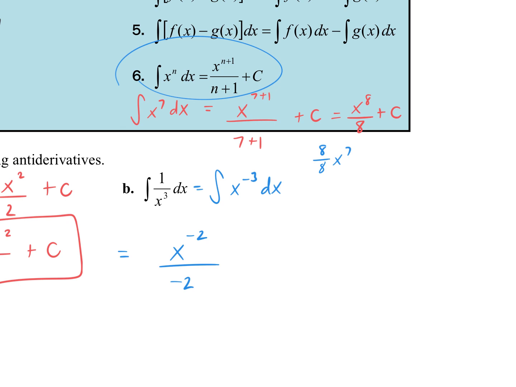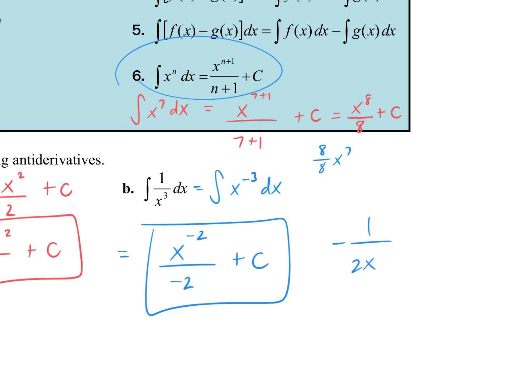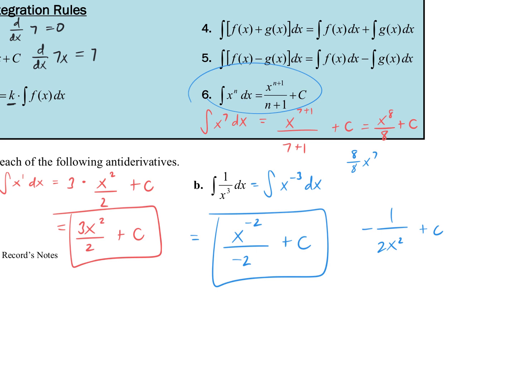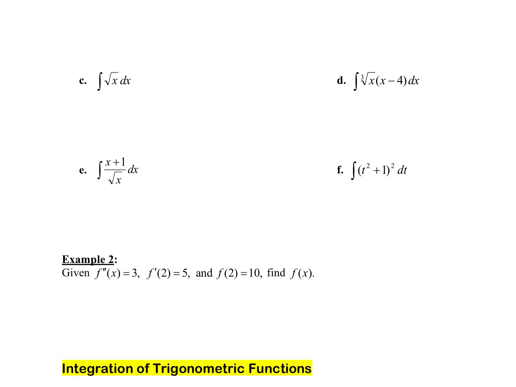Plus C. Plus C is always where people forget. Always. I could split up that fraction to be negative 1/2 x to the negative second plus C, or I could even rewrite it technically as negative 1 over 2x squared plus C. That is fine, though, how I first wrote it. If you really want to simplify it, you can, but you don't have to. Okay. Moving on. 4 examples, we'll take a break.